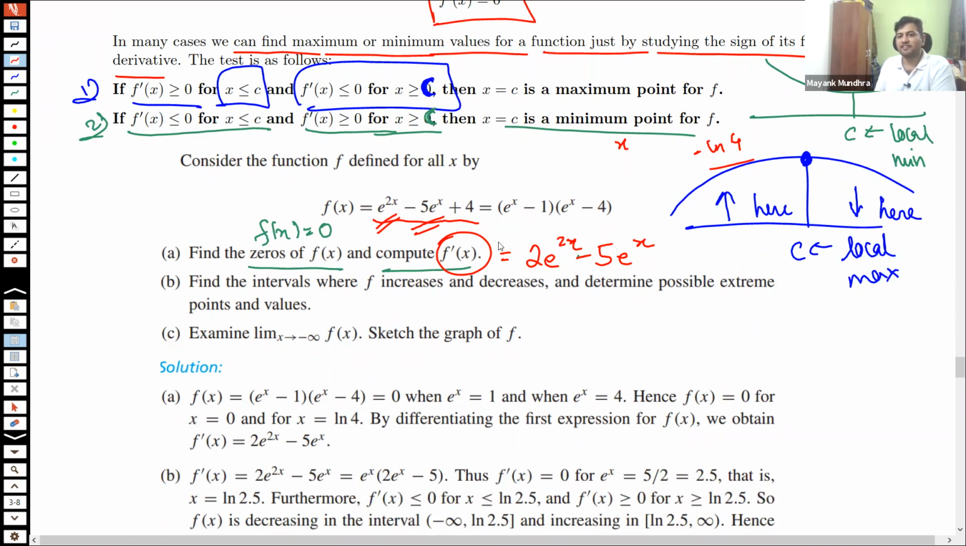Now that you have f prime, tell me where is f prime positive? This is basically f prime positive. And where is f prime negative? Let me ask this question to you, Akshi. Where is f prime going to be positive?